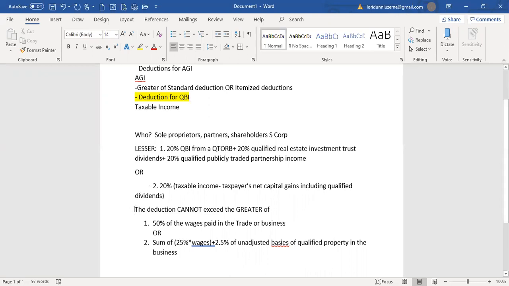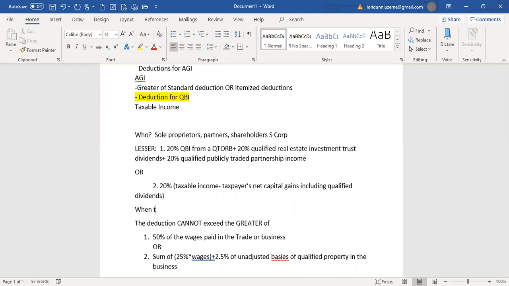So it's when taxable income is above the statutory amounts, in this case, the 163,300 for a single individual. Well, then I should say this limitation applies.